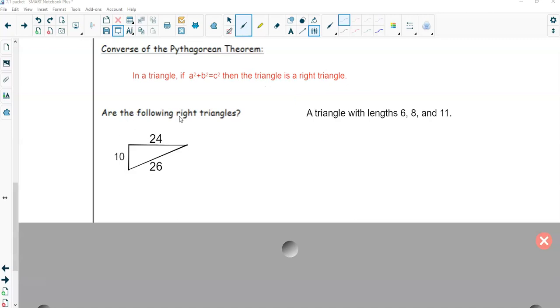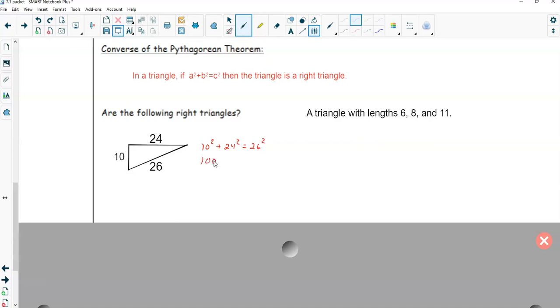Here is an example. Are the following right triangles? And we're talking about this one and this one, right? The first thing is we don't know where the right angle is, but if this is a right triangle, then the largest side would be the hypotenuse. Therefore, the right angle would be here. But I do not know if it's a right triangle, so that's why it's not marked. So the first thing I want to do is see if it satisfies a squared plus b squared equals c squared. I know who c is, so this is a and b. So 10 squared plus 24 squared equals 26 squared.